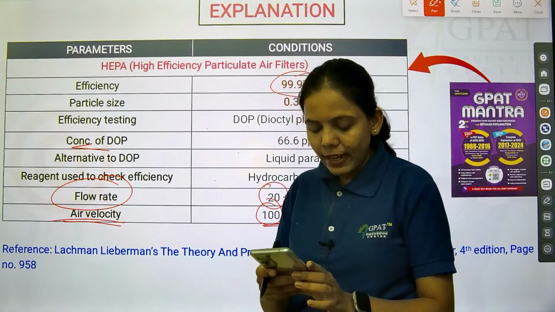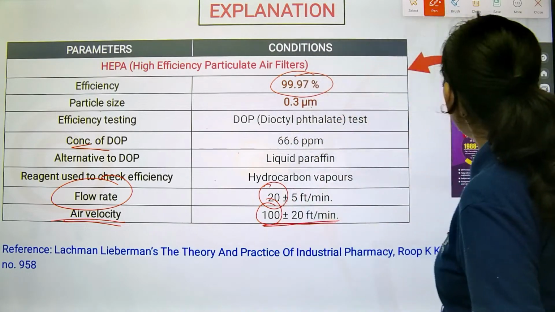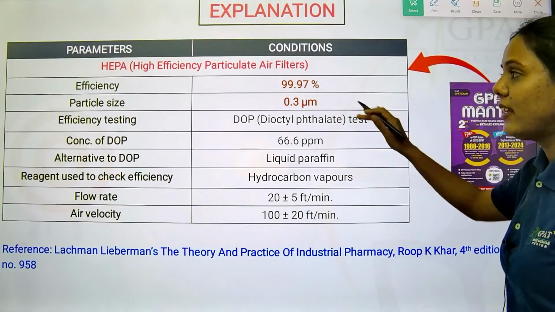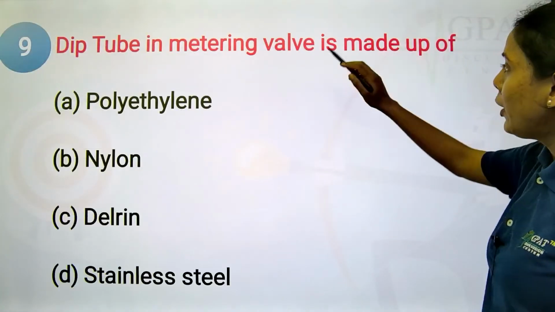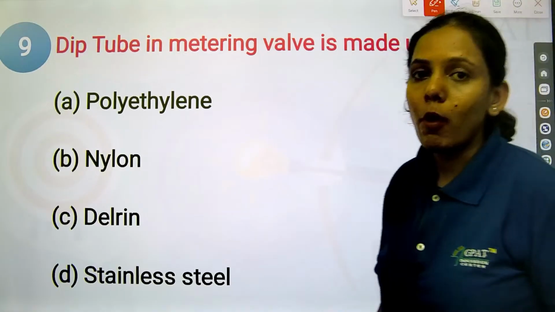Anyways, you are right. 99.97 and 0.3 micron is the right answer. So remember these things, okay? Very important. Dip tube in metering valve is made up of.